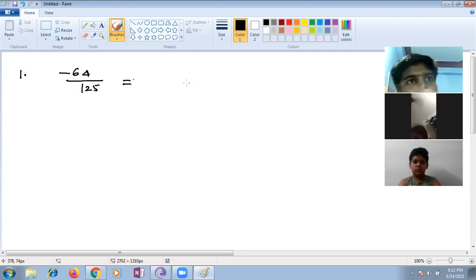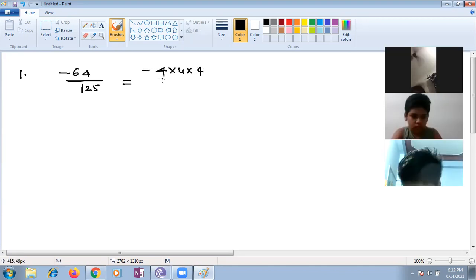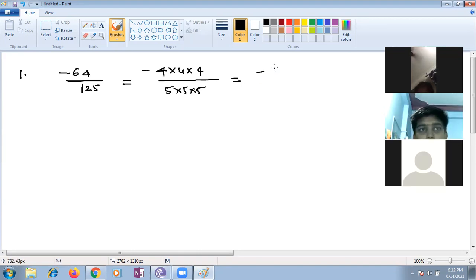The children are giving the answer: minus 4 by 5 whole cube. Minus 4 power 3 by 5 power 3. Minus 4 fours are 16, 16 fours are how much, children? 64. Minus 4 cube upon 5 cube. Yes, if you write it this way also, I am giving the correct answer: minus 4 by 5 whole cube.